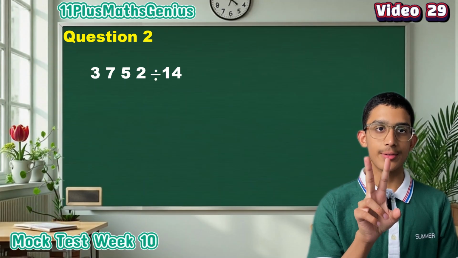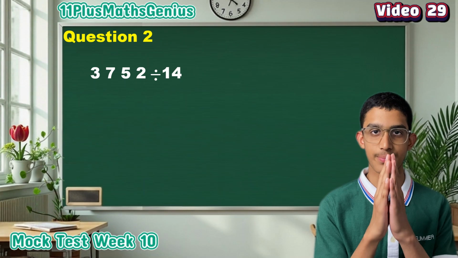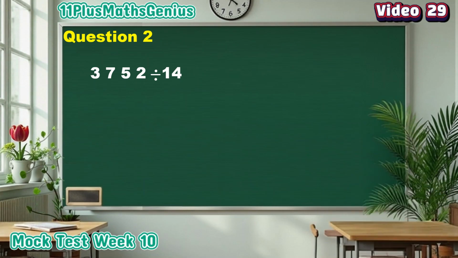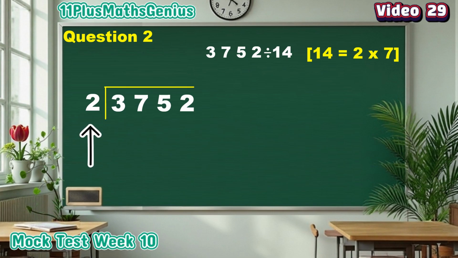Question 2. 3,752 divided by 14. It's a little bit hard dividing by 14, so what we can do is use the distributive law. So basically, we separate 14 into 2 times 7. So we can divide 3,752 by 2 first, then 7. Let's divide by 2 first.